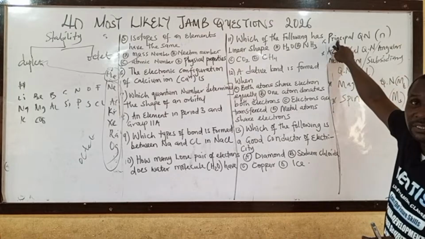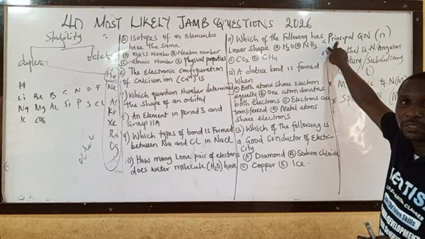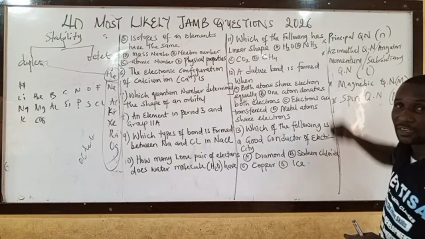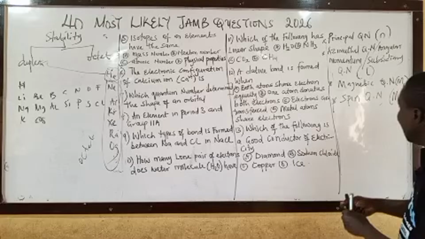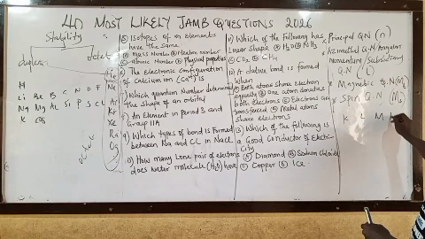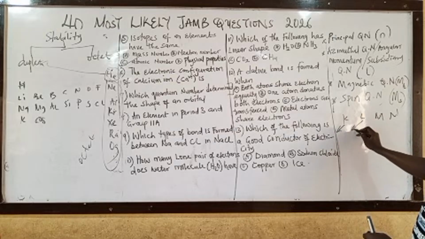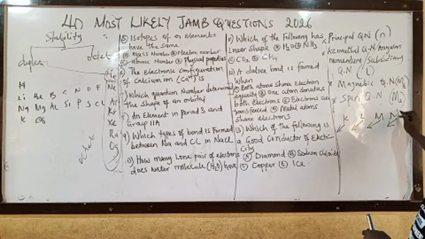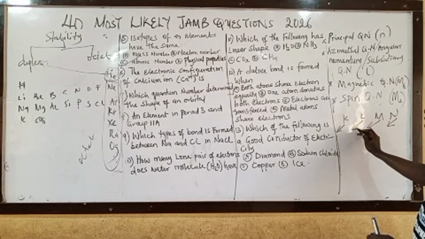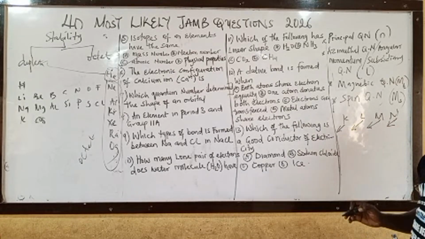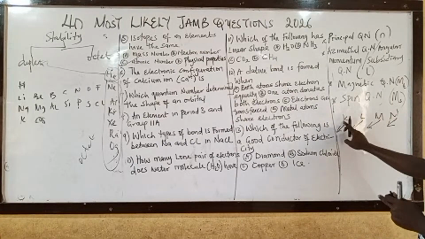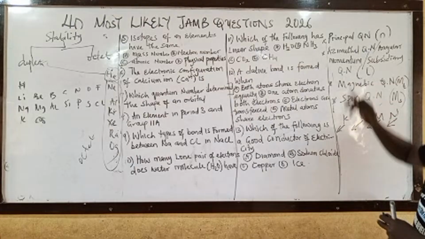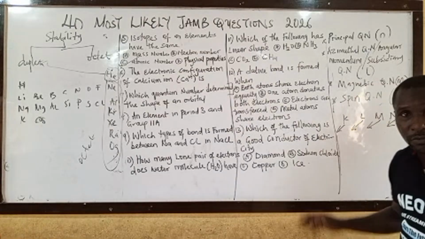Let me quickly explain what they do. The principal quantum number determines the size of the shell, the energy level. Quickly write it down. It determines the size of the shell, the energy level. K, L, M, N. The first energy level, second energy level, third energy level, fourth energy level. That means the first shell, second shell, third shell, fourth shell. Take note of that. Energy level means shell.